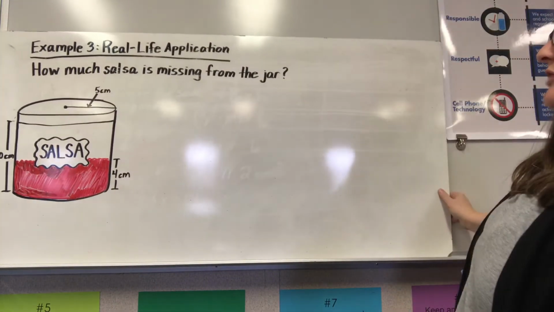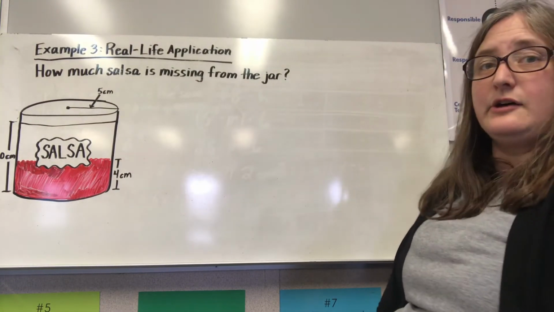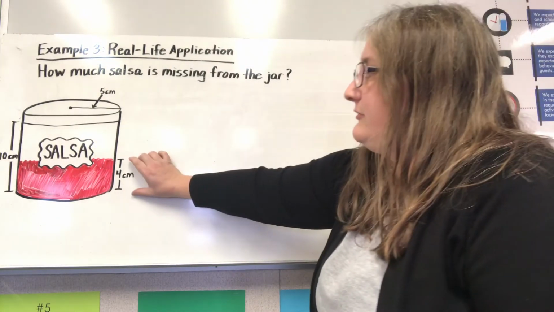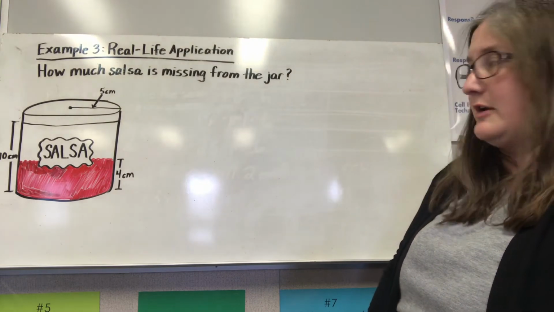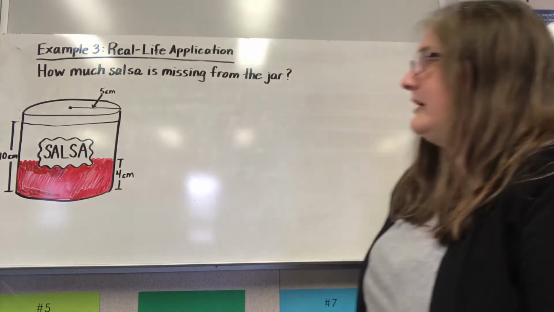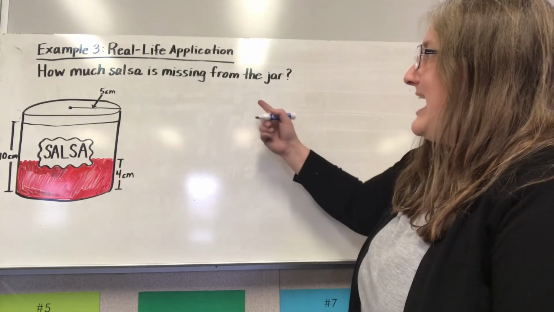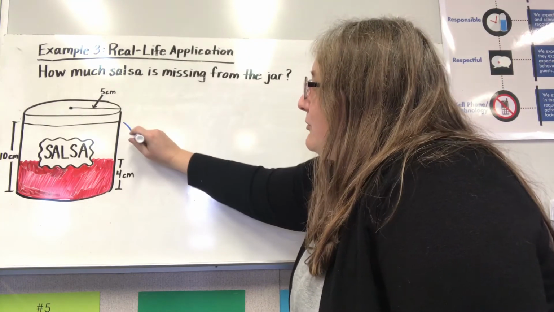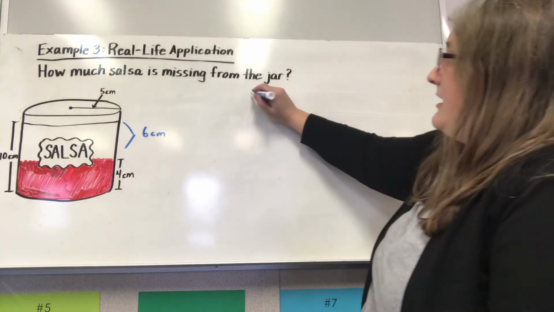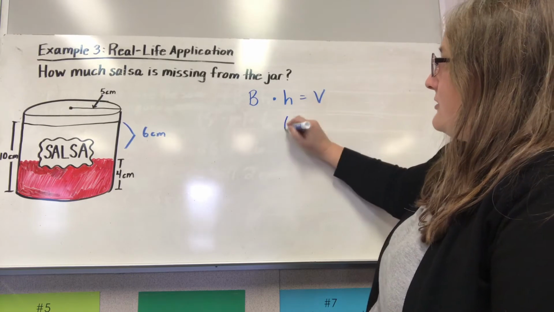In this example, we're trying to find out how much salsa is missing from this salsa jar. I can see the salsa jar is a cylindrical type jar, and currently there are 4 centimeters of salsa left in the jar. Since the entire jar is 10 centimeters tall, that means the empty portion, the missing portion of salsa, is 6 centimeters. So I can find the area of the base, multiply by that 6 centimeters to get my volume.